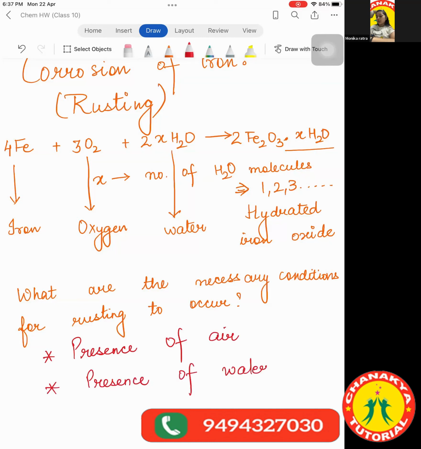Any doubts in rusting of iron? This together is considered as moisture. If the air is dry, then in that case also the rusting is not going to take place.